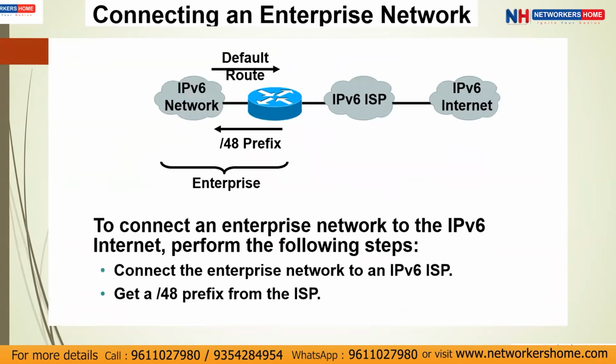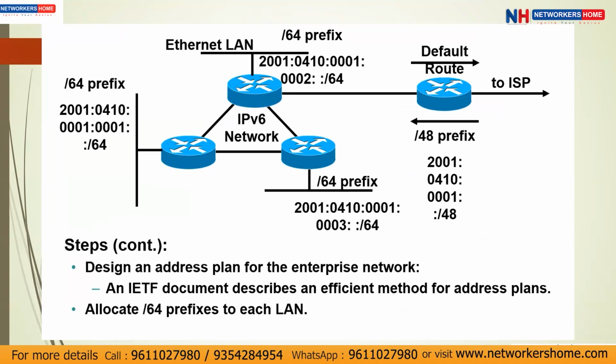And connecting an enterprise network: default route, that is the IPv4 network. To connect an enterprise network to the IPv6 internet, perform the following steps. Connect the enterprise network to an IPv6 ISP. Get a /48 prefix from the ISP, as I mentioned above. Then design an address plan for the enterprise network. An IETF document describes an efficient method for address planning. Allocate /64 prefixes to each LAN, which is mentioned here.